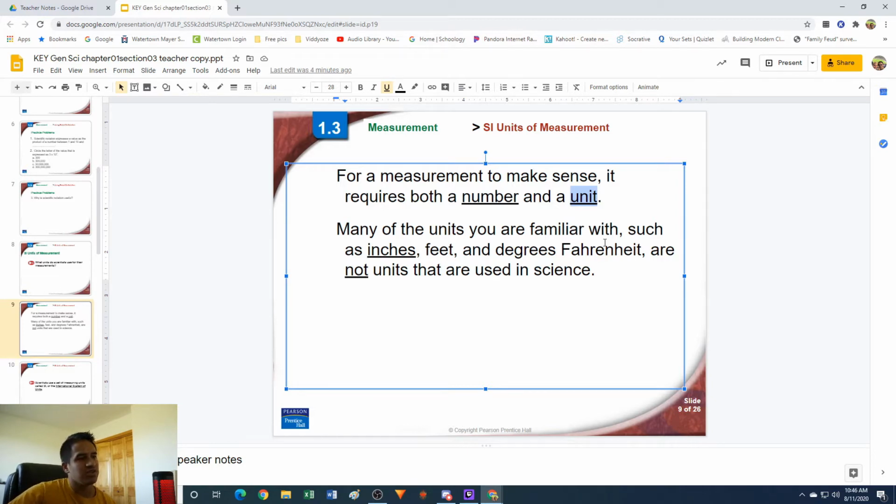So many of the units you're familiar with, like inches, feet, degrees Fahrenheit, are not units that are used in science, okay? We use, of course, inches, feet, and Fahrenheit in our everyday lives, but in science, we typically try to stick to the metric system, and these units are not part of the metric system. So there are going to be units that we're going to use in this class that you maybe aren't quite as familiar with, but you'll have to get used to it because that's just how science works.